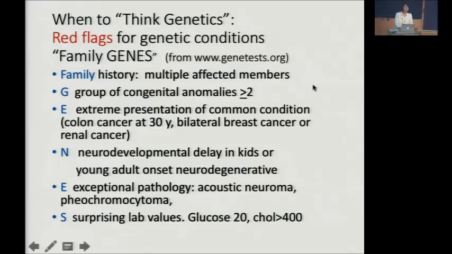Genetics is very important for neurological diseases, particularly neurodevelopmental delay, and a young adult who has Alzheimer's disease, say before the age of 60, or other young onset neurodegenerative diseases such as inherited ataxias. Exceptional pathology, acoustic neuroma or pheochromocytoma, and very abnormal lab values such as sky-high cholesterol. So basically, I like to say that in genetics, we see the most interesting patients from every other aspect of medicine.